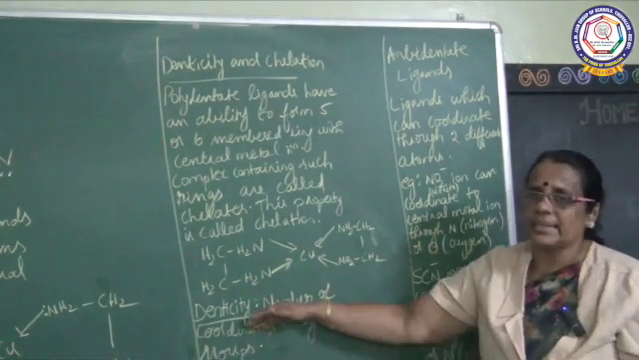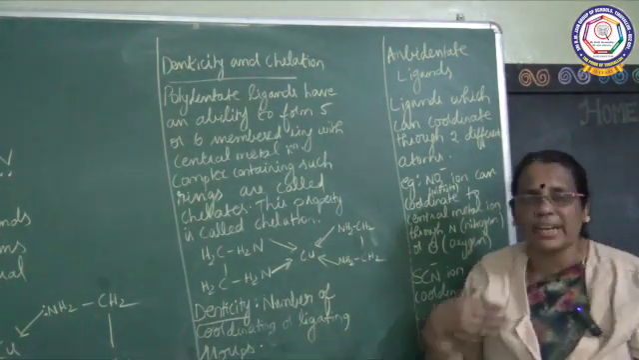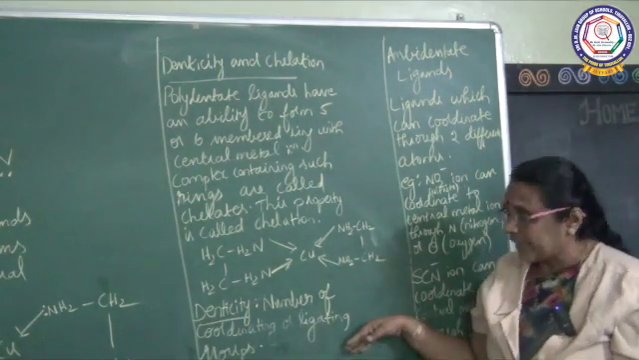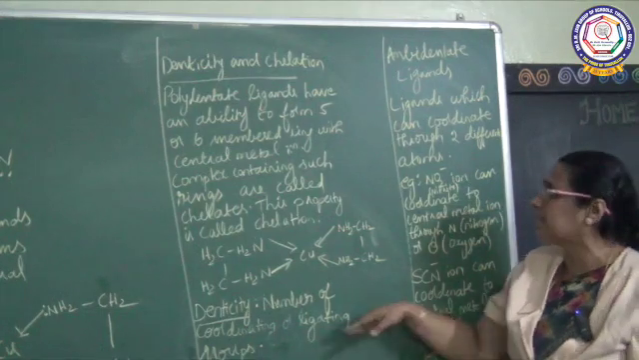The next one, denticity. The number of coordinating groups or ligating groups in the coordination sphere, we can call it denticity.